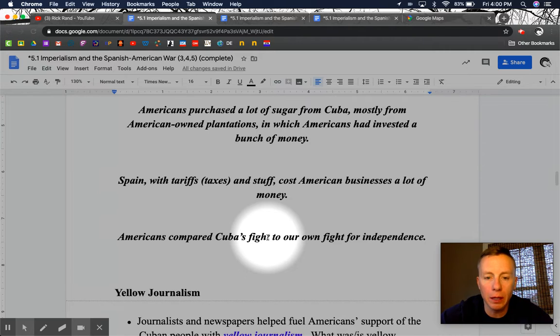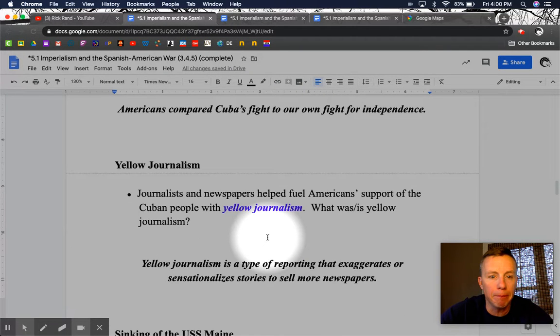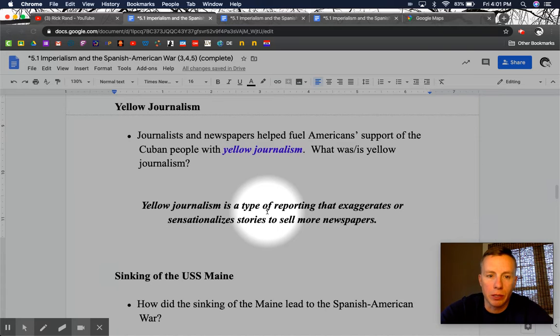All right, I'll tell you what else helped get Americans to support the Cuban people, and that's journalism. Now, you'll see in the question I have, is yellow journalism? Yellow journalism is alive and well. It's not like it was a thing from 120 years ago. I'm not saying all journalism is yellow journalism, but there's a huge amount of it. Think about it. Yellow journalism is a type of reporting that exaggerates or sensationalizes stories to sell more newspapers. To make it contemporary times, instead of to sell more newspapers, to get more clicks, to get more downloads, to get more views.